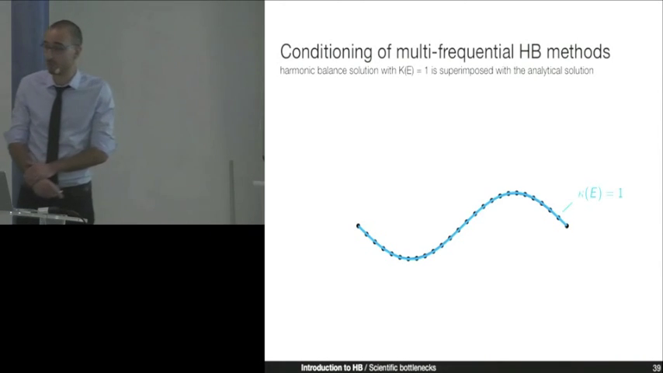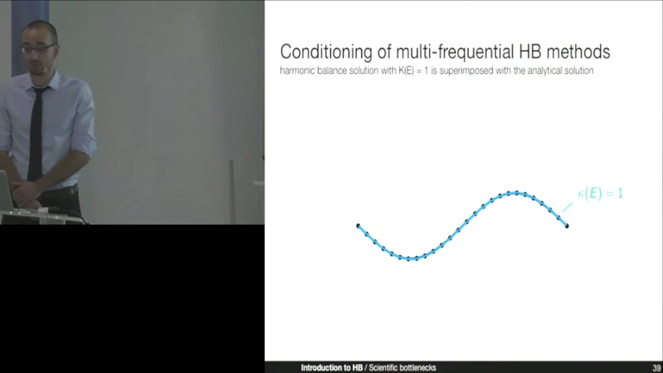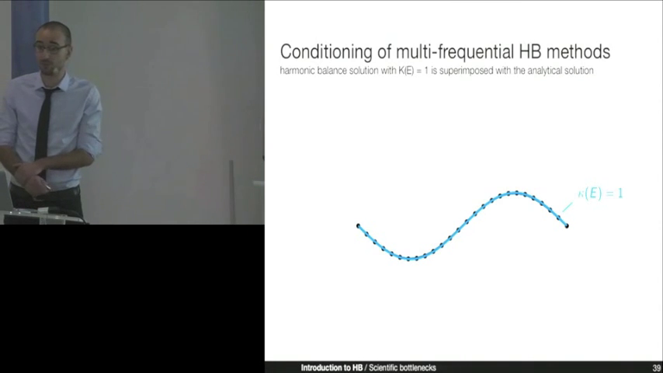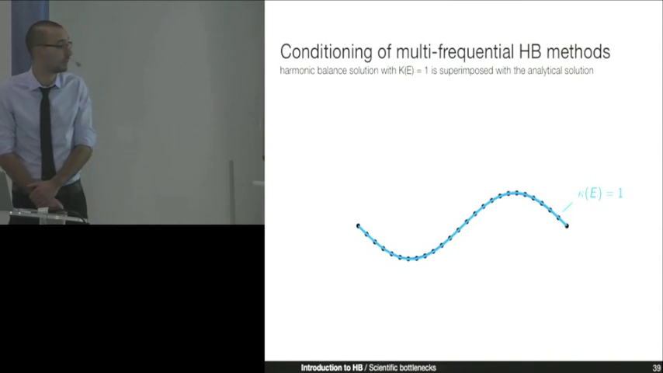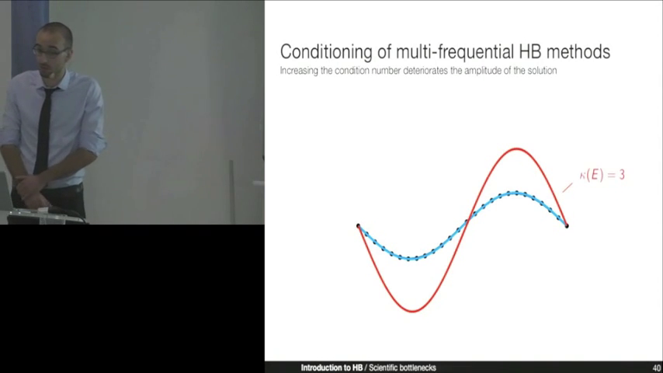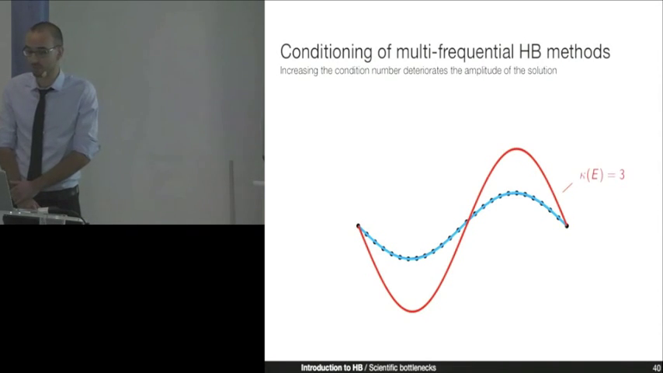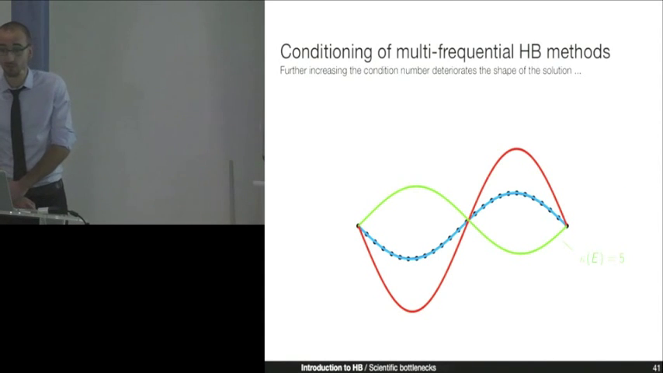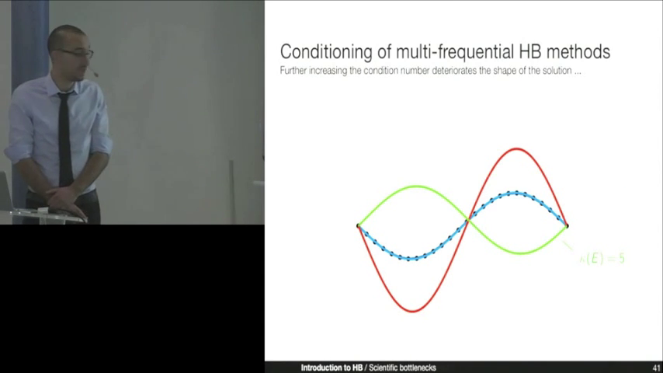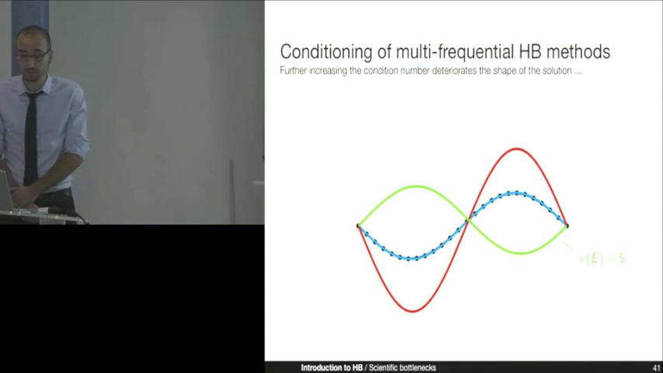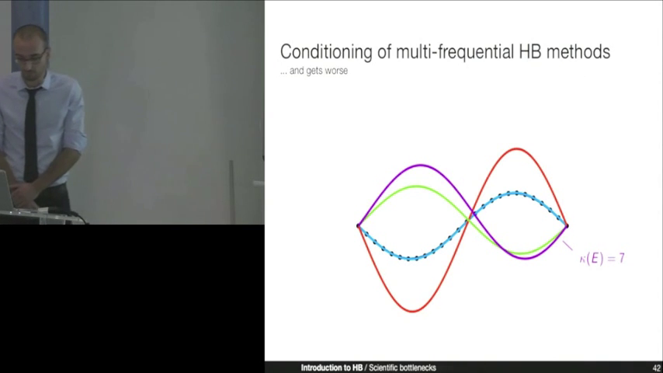Solving this problem in the harmonic balance framework using a condition number of 1 gives us a solution that is superimposed with the analytical solution. Increasing the condition number now yields a bad estimation of the amplitude. Further increasing the condition number gives us even the wrong shape of the solution. And finally, it gets worse and worse.